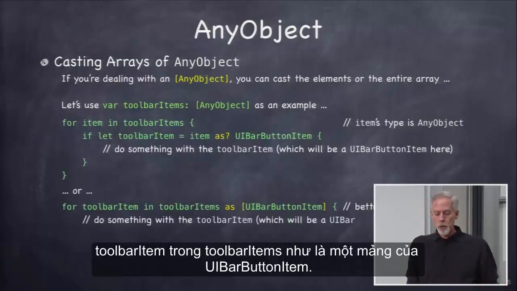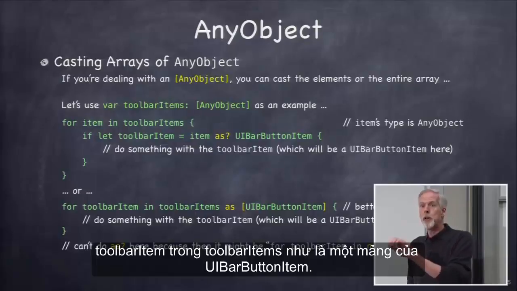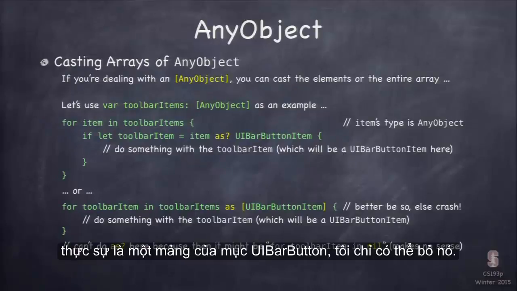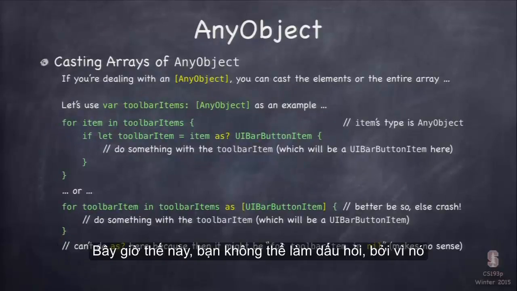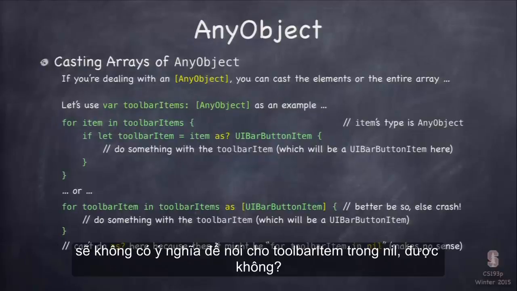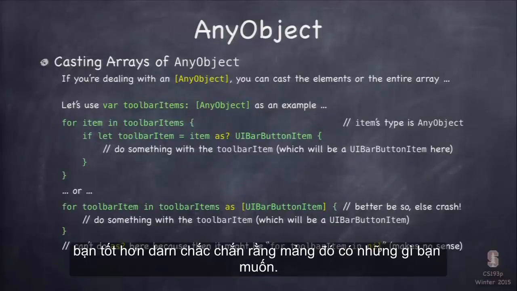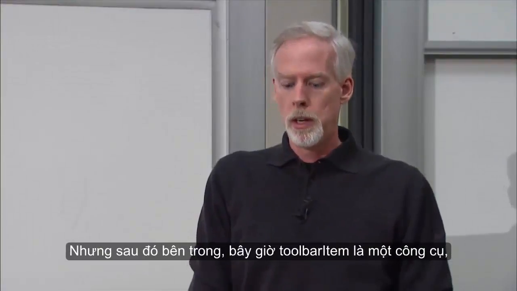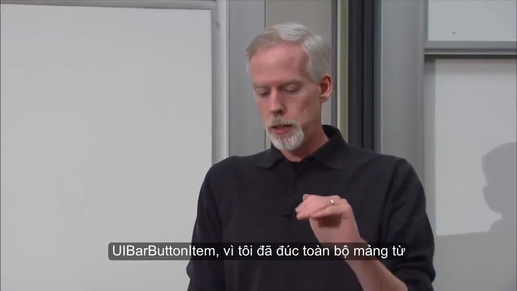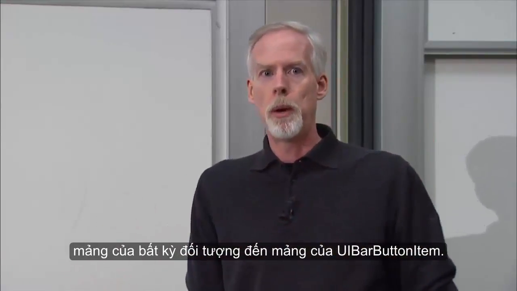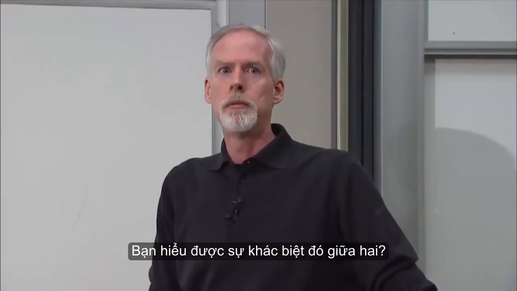Which is I can say for toolbarItem in toolbarItems as an array of UIBarButtonItem. In other words, I can cast the entire array. If I know that that array of AnyObject is really an array of UIBarButtonItem, I can just cast it. Now this one, you can't do question mark, because it wouldn't make sense to say for toolbarItem in nil, okay? So that makes no sense. So you can't. Here you better be darn sure that that array has what you want. But then inside, now toolbarItem is a UIBarButtonItem, because I cast the whole array from array of AnyObject to array of UIBarButtonItem. Understand the difference there between those two?